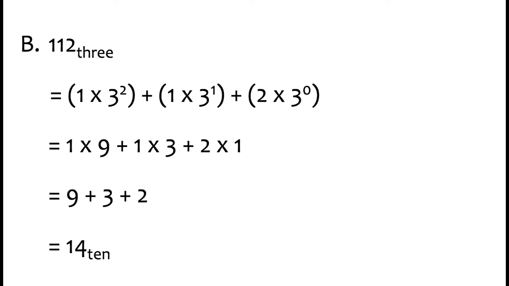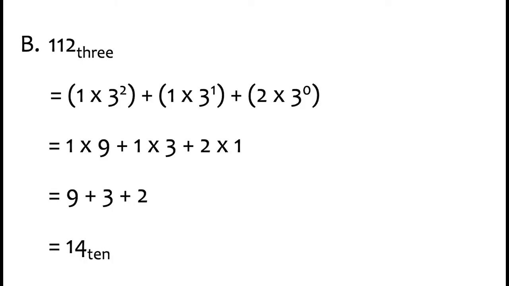112 base 3. You must take note of the base, and you must take note of the digits involved. And then your multiplication table must be sound. The first digit is 1, so 1 times 3 raised to the power 2. Why is it raised to the power 2? After 1, there are only 2 digits. Plus, the next one is 1 times the base, which is 3, raised to the power 1. Finally, plus 2 times 3 raised to the power 0.